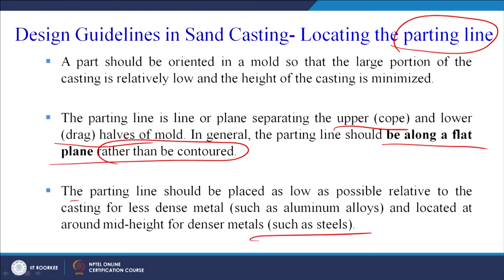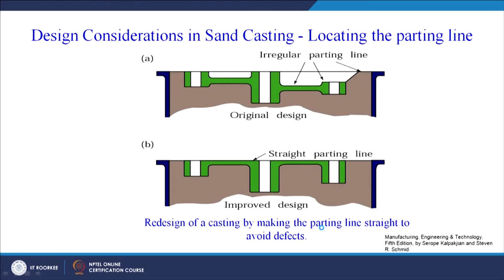So this is a guideline related to the placement of the parting line, that for aluminum alloys it must be placed as low as possible relative to the casting and located at around the mid height for denser metals such as steel. So we have seen the parting line. Now this is basically what is the parting line. So it must be straight, it must not be contoured.